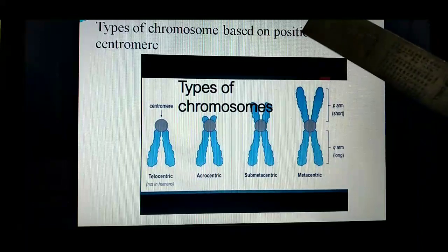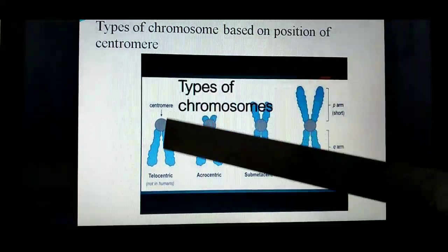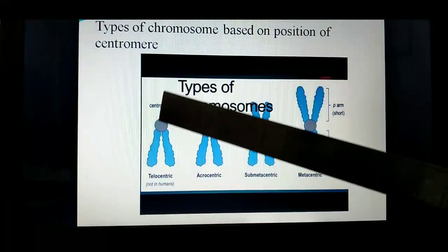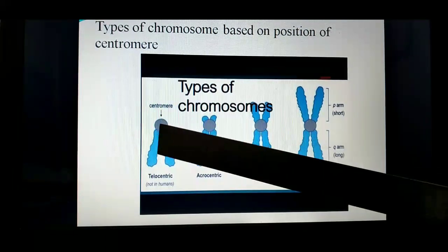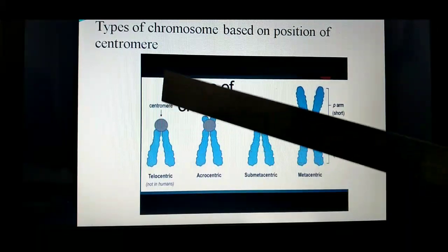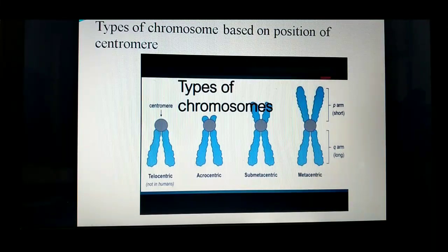The first is the telocentric. In this telocentric chromosome, the centromere is present at the very end of the chromosome. It is a rod-shaped chromosome.